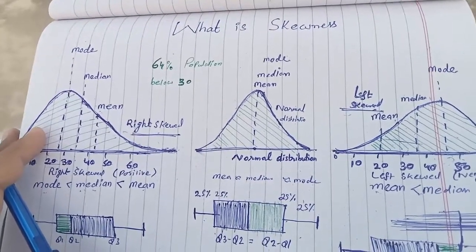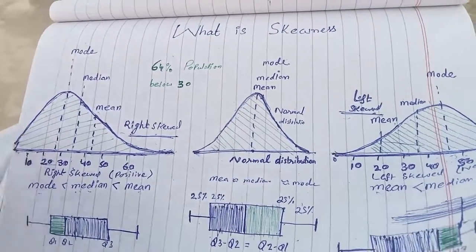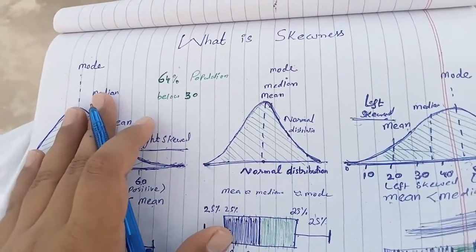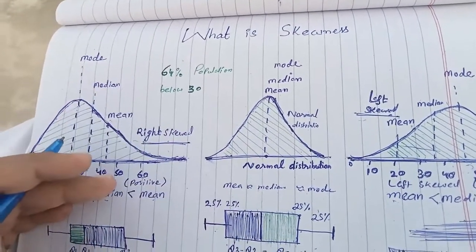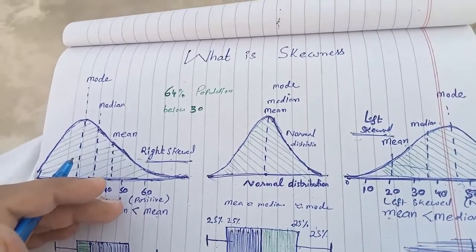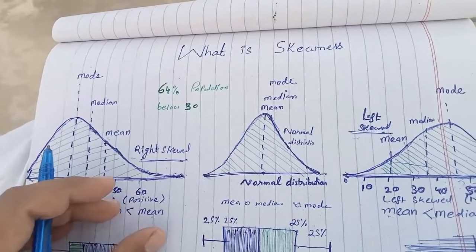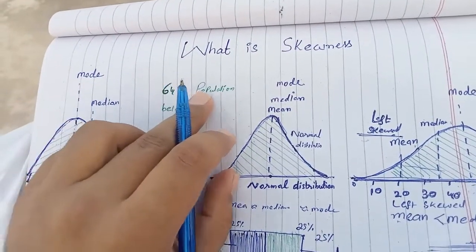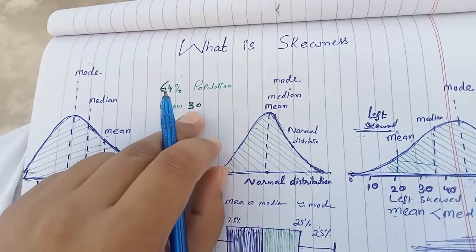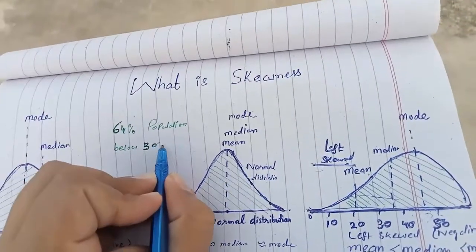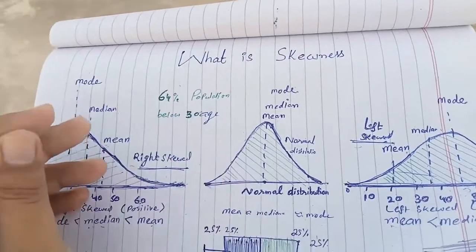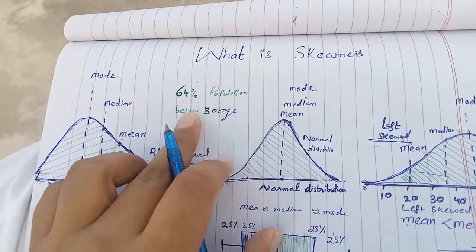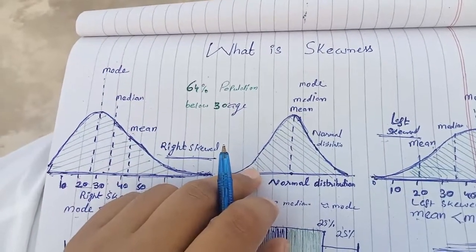Now the question is, what are the classical examples? What are the classical examples where it can be used, right? So let's take the example. In Pakistan, 64% of the population is below the age of 30. 64% of populations are below 30 years.